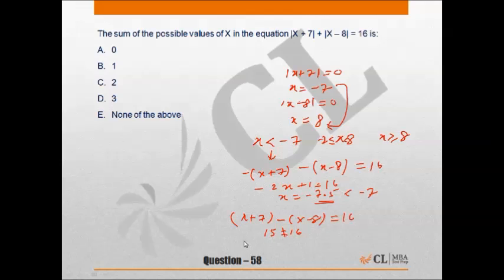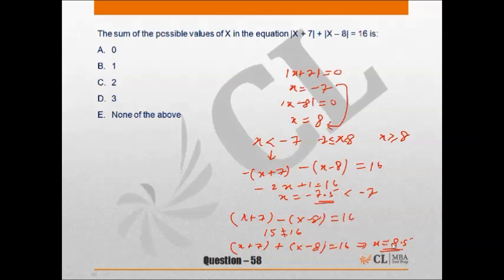Now let's move to the last case when x is greater or equal to 8. In this case we get both mod of x plus 7 as x plus 7, which is with positive sign, and similarly mod of x minus 8 will be x minus 8, and the sum equals 16. From here we get x equals 8.5.